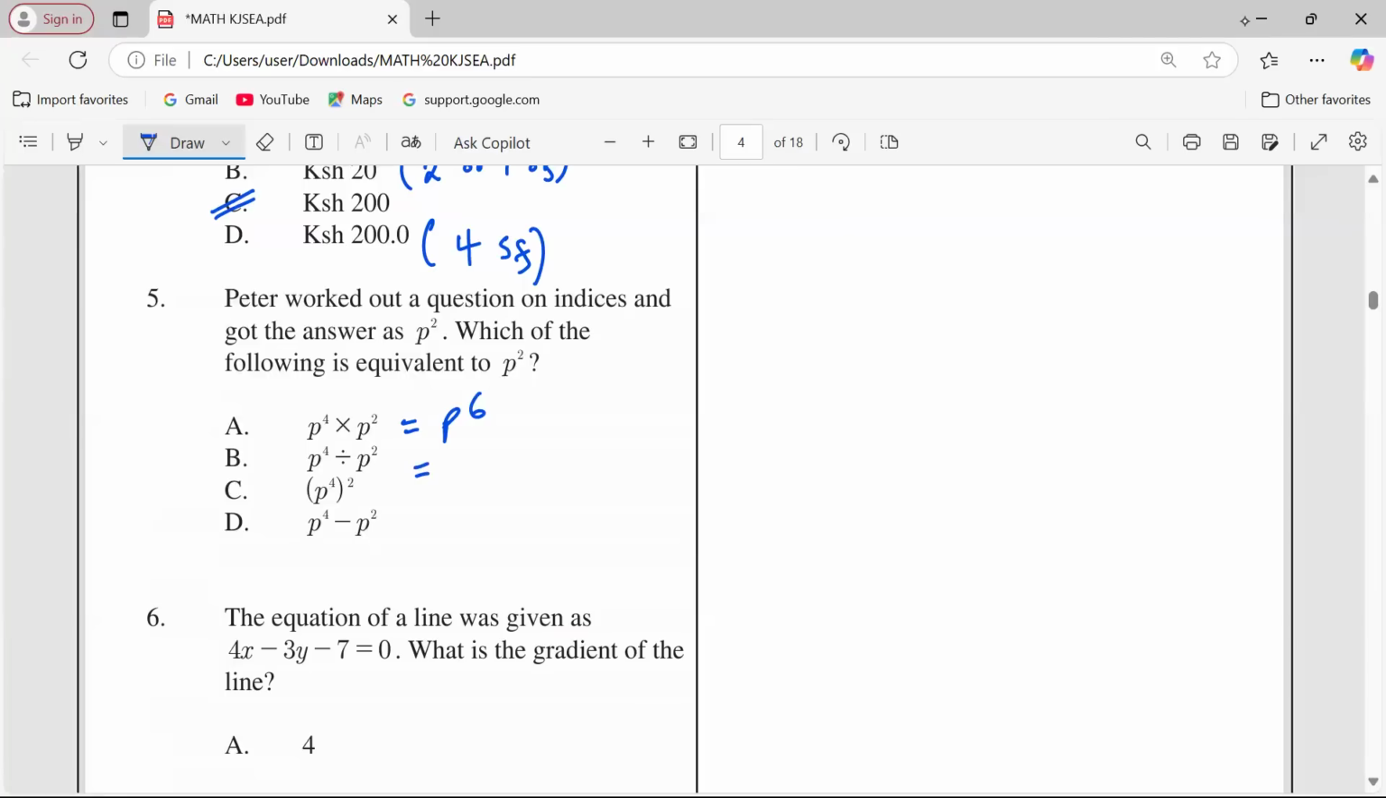In B, it will be p. Because of the division, we subtract. So we get p squared. And that means Peter was solving part B of this.